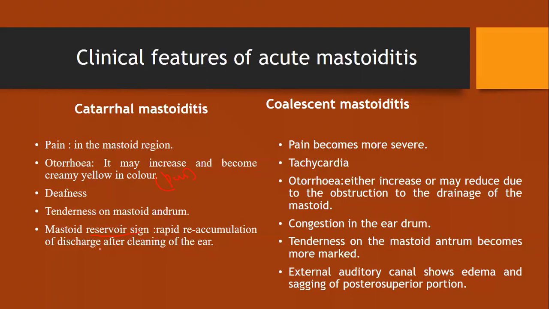Then coalescent mastoiditis. It is a severe form of pus formation, so the pain becomes more severe. Tachycardia will happen. Otorrhea, when compared with catarrhal mastoiditis, is very much more in amount, and it may either increase or reduce due to the obstruction to the drainage of the mastoid. Then congestion in the eardrum, and the tenderness of the mastoid antrum becomes more marked. Same as that of catarrhal mastoiditis, the features of severity will be more in coalescent mastoiditis. Then the external auditory canal shows edema in the posterior superior portion.